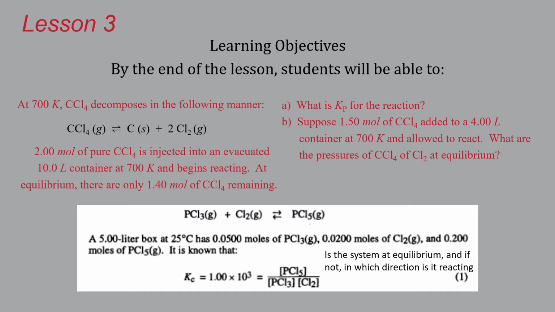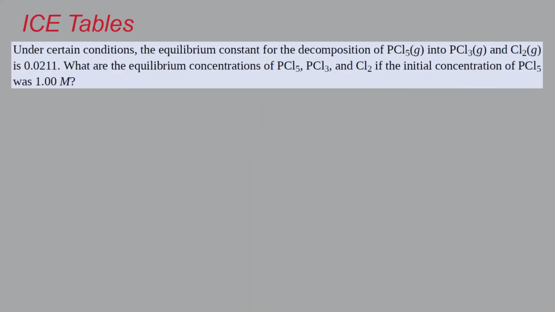Those are our goals. Now first, we're going to do another straightforward equilibrium concentration. This will be the first example with ice tables. It's increasing the complexity just one notch. Okay, so now let's crank up the complexity one more notch.